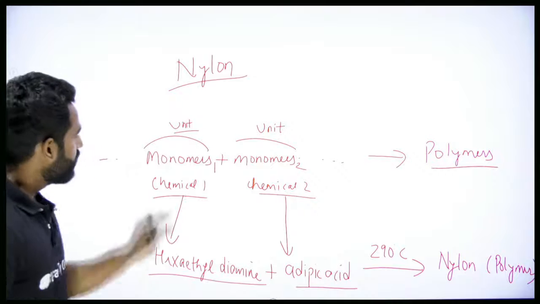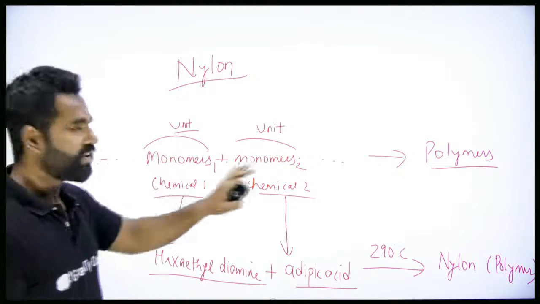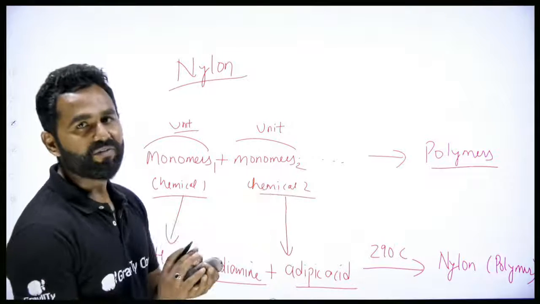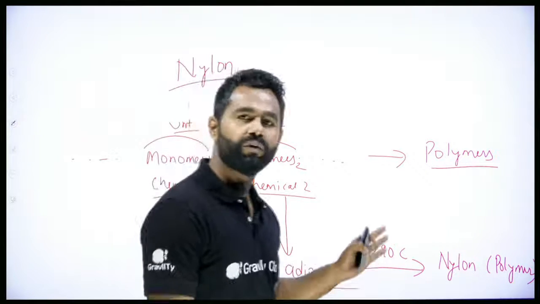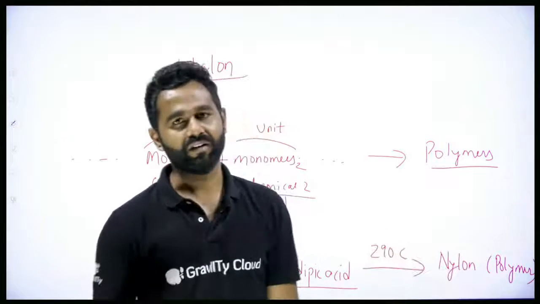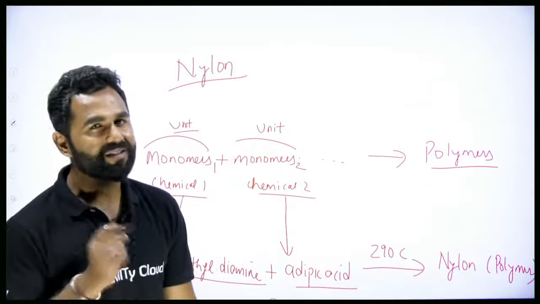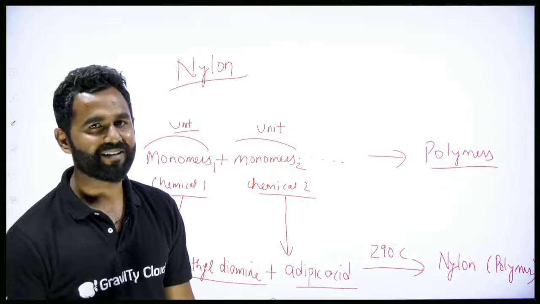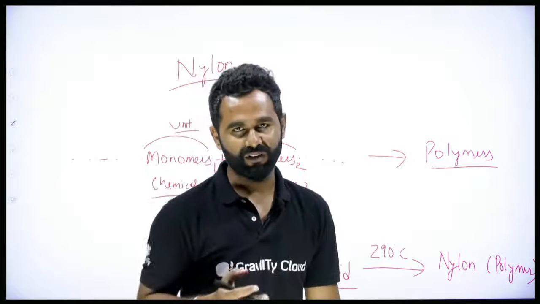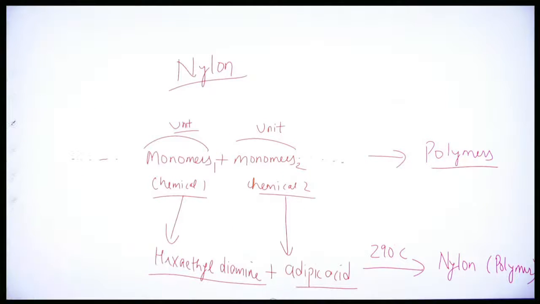So very simple. Monomer 1 and monomer 2, that is hexamethylenediamine and adipic acid, react with each other at a temperature of 290 degrees Celsius and give rise to the polymer called nylon, which we can also call a synthetic fiber. Very simple. So just note it down so that I can then tell you further. I give you 10 seconds, note it down.